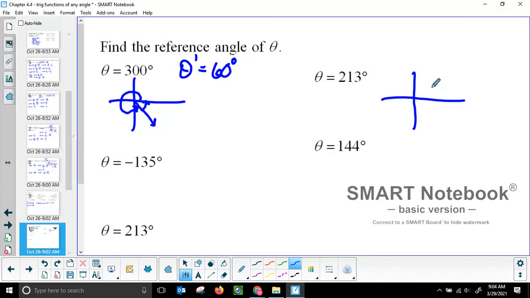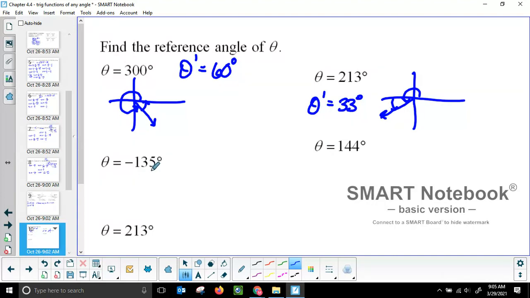And then 213 degrees would be somewhere over here. Again, essentially the fastest way to the x-axis is right here, which was 180. So from 180, how far would I have to go to get to 213? 33. That's it.